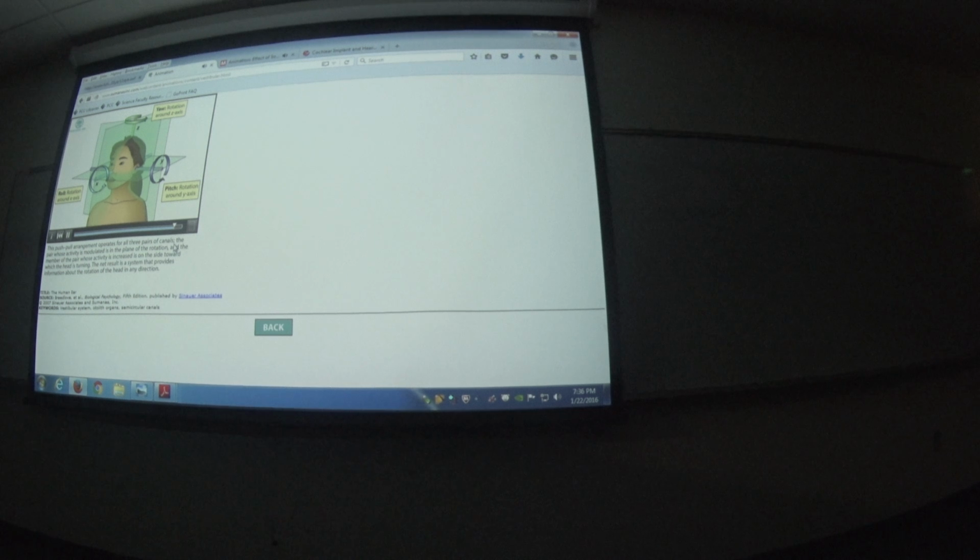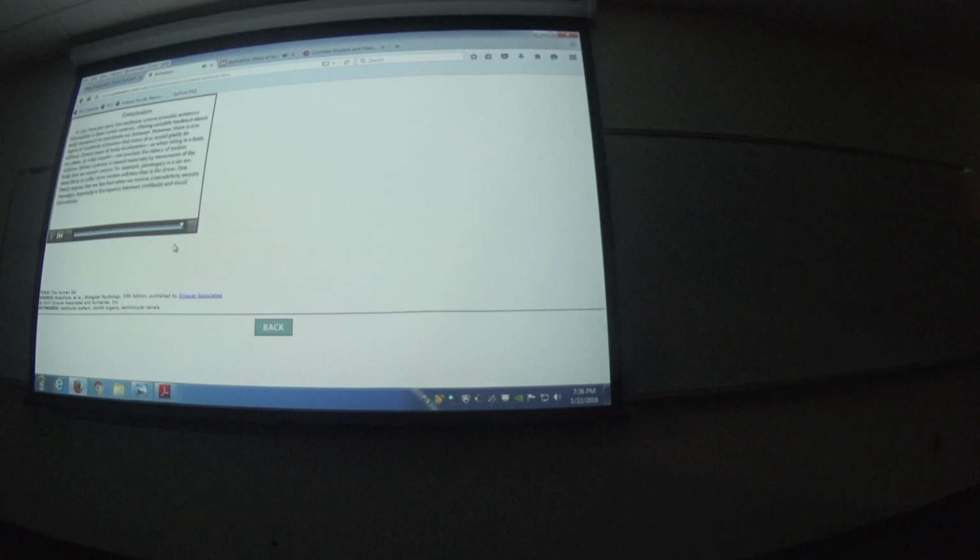This push-pull arrangement operates for all 3 pairs of canals. The pair whose activity is modulated is in the plane of the rotation, and the member of the pair whose activity is increased is on the side toward which the head is turning. The net result is a system that provides information about the rotation of the head in any direction. Make sense? So the cochlear part of the ear is doing the hearing by vibrating fluid. These ones are doing the balance by basically bending hairs and fluid. So a different part of the ear, but the same mechanoreceptor, same kind of thing.